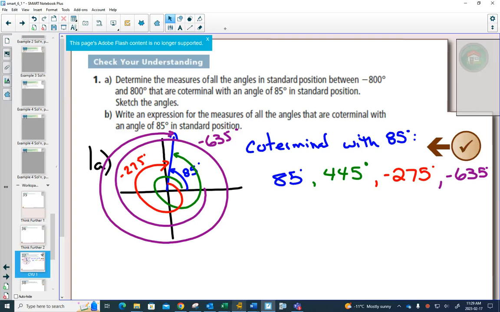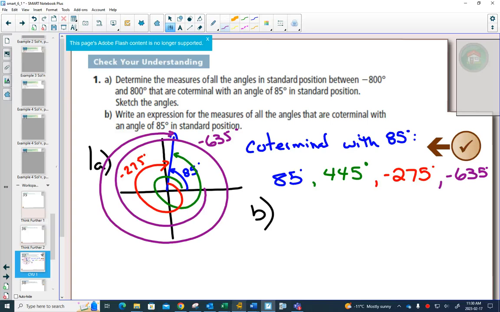Part B. Write an expression for the measures of all the angles that are coterminal with 85 degrees. So we found 4 of them. And you can always find another one by adding another 360, then adding another 360. This kind of sounds like a very mean question. If you started to write them all down and you didn't stop, you would be writing for the rest of your life, and you would die before you finished, because there's an infinite amount of them.